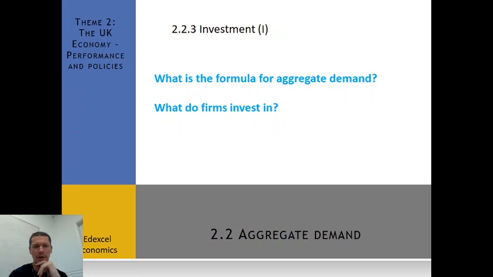Two questions I would pose. What is the formula for aggregate demand? We knew that from this morning. It was C plus I plus G plus X minus M. Second question here, what do firms invest in?